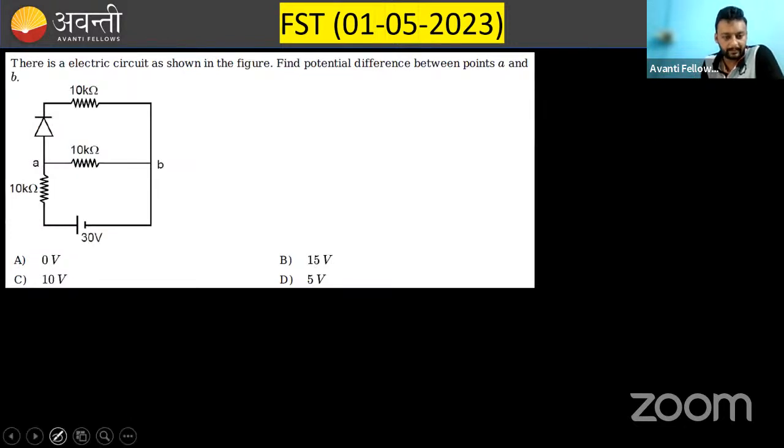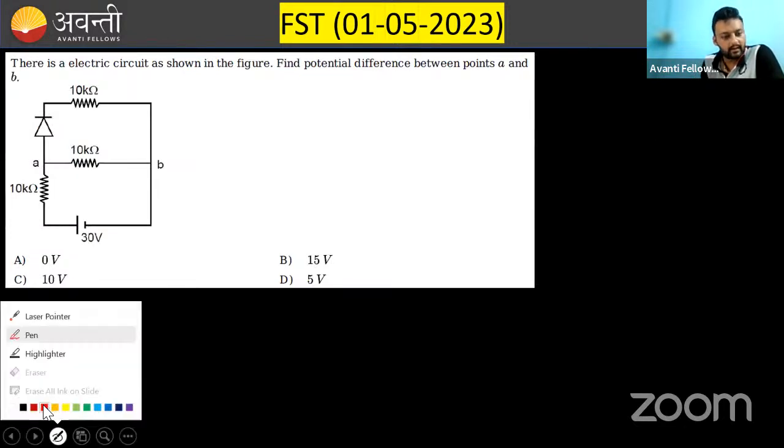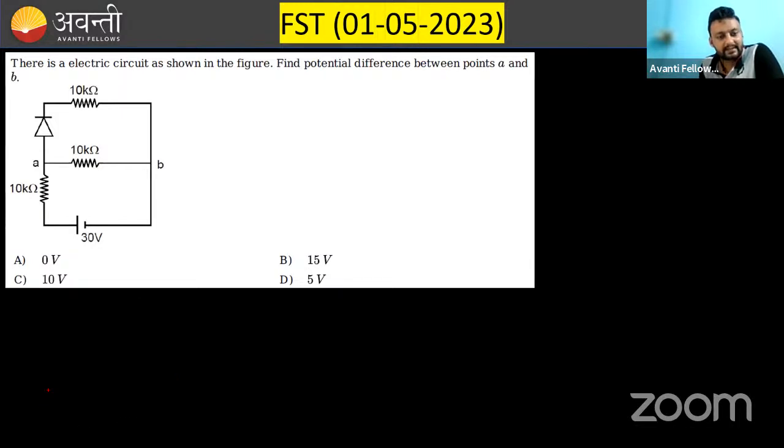The next question is again there. This question can be easily done using the series parallel method. Very easily done. But I solved the previous question using the node method, so I will try to solve this one using the node method again, so that you can understand what the node method is. There is an electric circuit shown in the figure. Find the potential difference between points A and B. These are the two points A and B, and we want to find the potential difference between them.